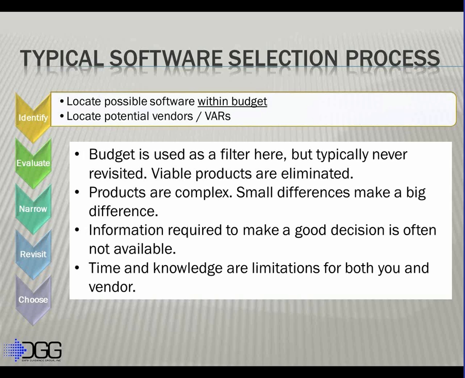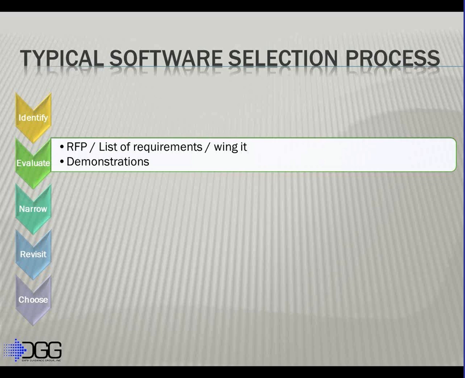And finally, time and knowledge in this stage are limitations. So you wind up trying to add as many products as possible to the list of things you're going to consider. And at some point, vendors may get frustrated with you, and you drop products out for no particularly good reason at the identify phase.